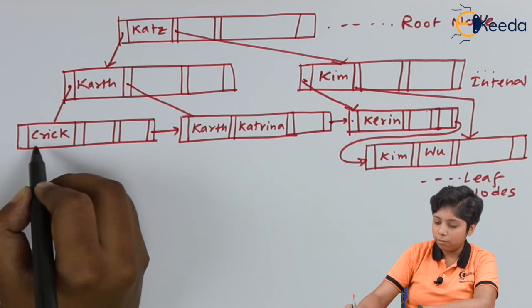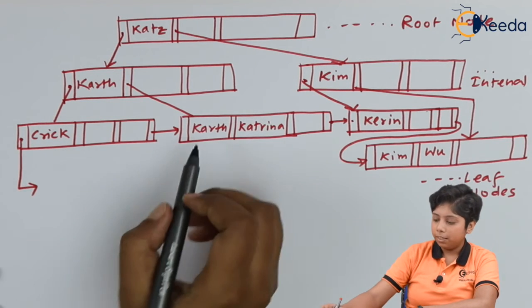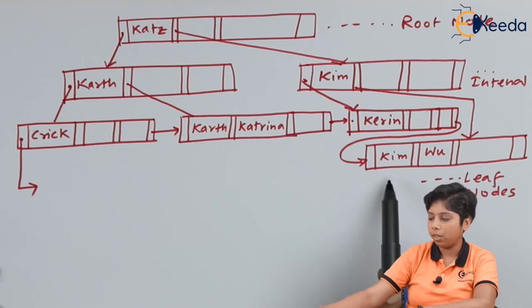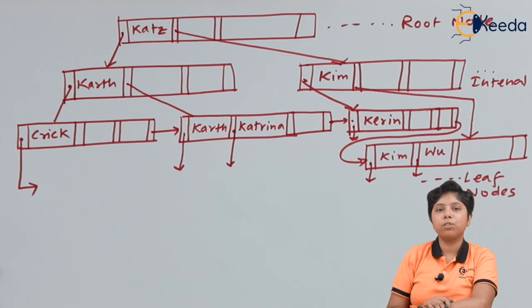Now this Creek will point to the value Creek in our table. Kurt to Kurt, Katrina to Katrina, Karin, Kim, Wu, all to the actual values that we presented in our table relation. So in this way, we can create a B plus tree index with n equals 4 on this one.